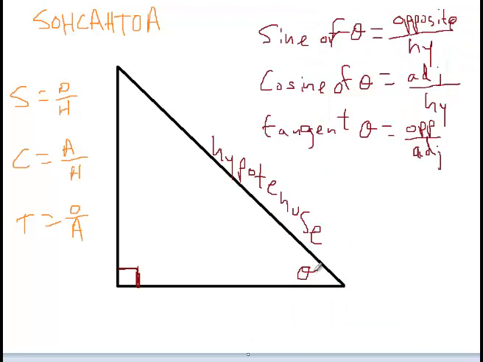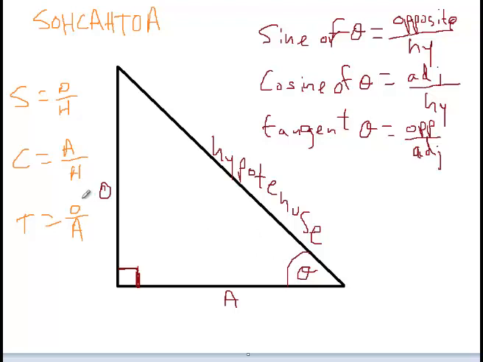So with respect to this particular angle over here, the opposite side is here, so I'm going to put a little O, because this is the opposite side. And this, of course, is the adjacent side, and this is the hypotenuse. So the sine of theta, the sine of this angle, would be opposite divided by the hypotenuse. The cosine would be adjacent divided by the hypotenuse, and the tangent would be opposite over adjacent.